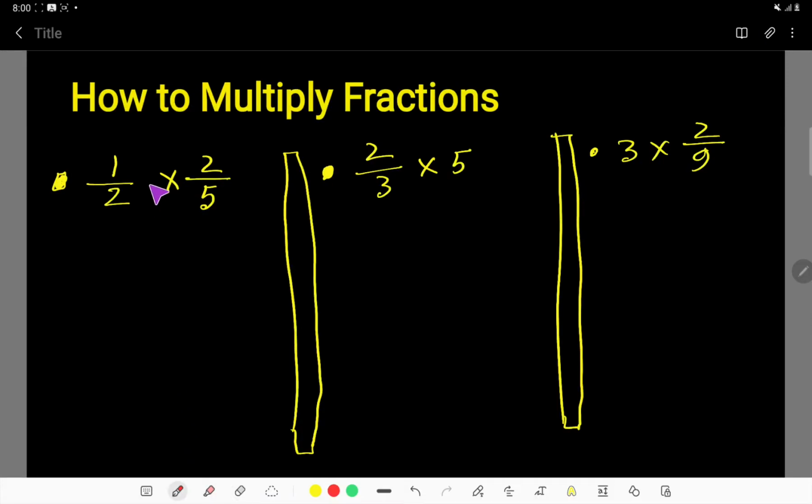How to multiply fractions. There are three simple steps to multiply fractions. The first step is to multiply the top numbers, and the second step is to multiply the bottom numbers, and the third step is to simplify the fraction if needed.